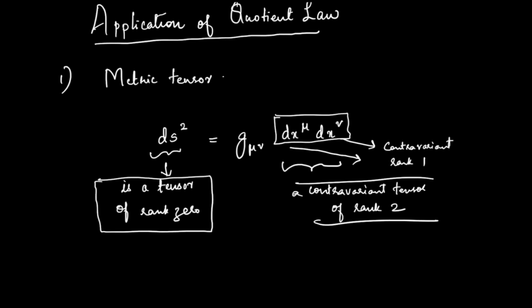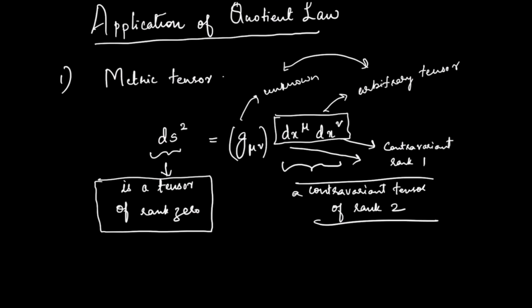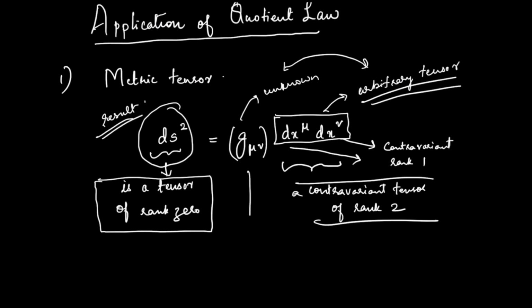Therefore, according to the quotient law, suppose we don't know g mu nu. So this is the unknown, and this is an arbitrary tensor. And now we know that if you take the inner product of these two, then the result is also a tensor of rank 0. So the unknown function taking inner product with an arbitrary tensor, and the result is also a tensor. Therefore, g mu nu must be a tensor.